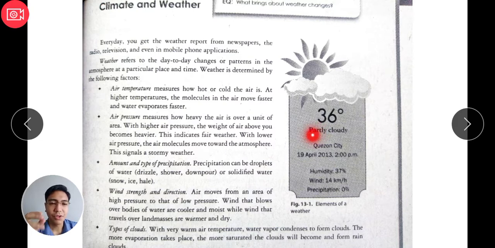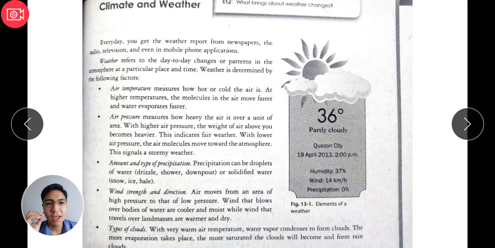So, on the news, we see weather report. Okay, newspapers, radio, television, mobile phone applications. So, when we say weather, as you can see here, that is the day-to-day changes or patterns in the atmosphere, in a particular place and time. Weather is determined by the following factors.